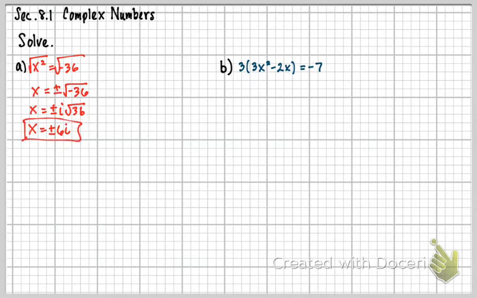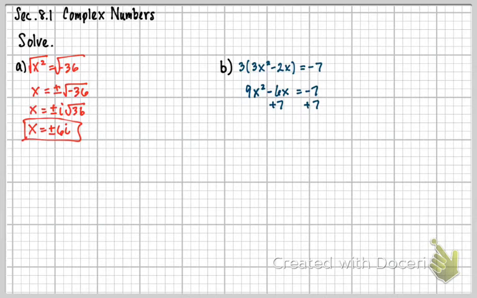Now for the next one. Essentially, I'm going to have to distribute my 3 through, move the 7 over. So that's what I'm going to do here. That's going to be 9x squared minus 6x equals negative 7. Then I'm going to add 7 to both sides.